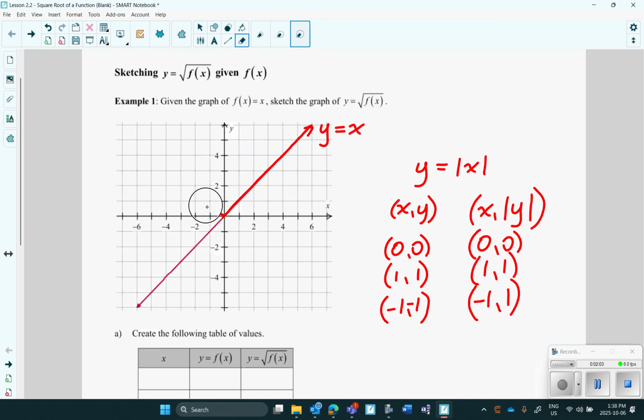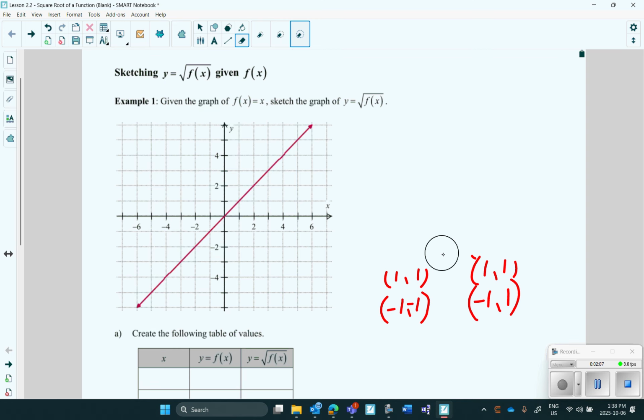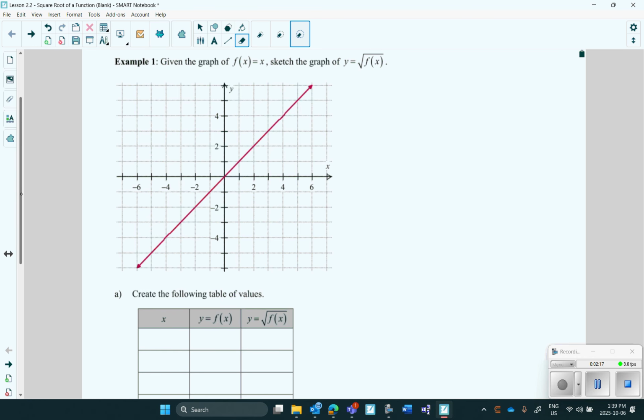We're going to do the same thing, except this time we're not going to take the absolute value, we're going to take the square root. So how do you think you would take the square root of a certain function? Take the square root of all the y's, just like with absolute value, we take the absolute value of all the y's.